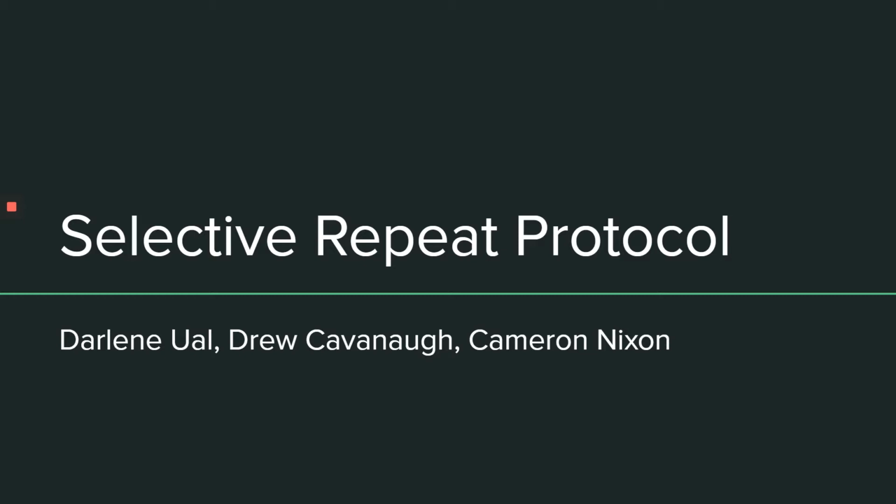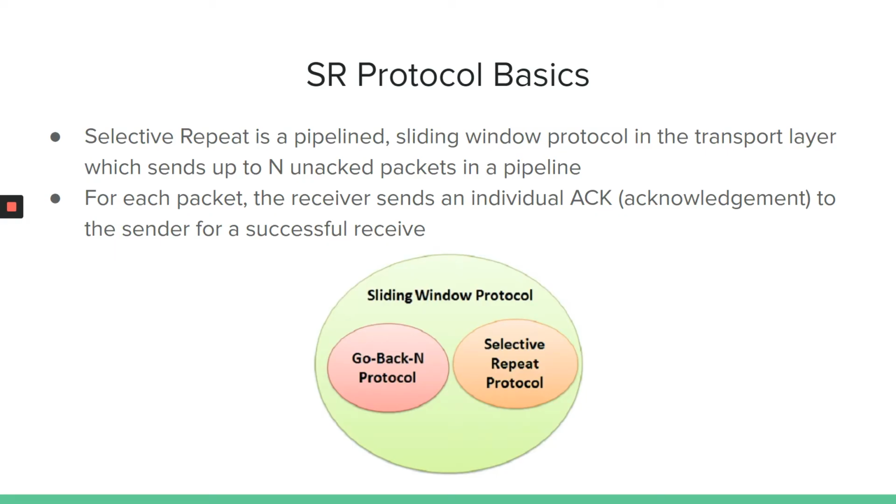First, let's understand the properties and mechanics of Selective Repeat, or in other words, SR. Here are some basics to help us grasp what SR does. Selective Repeat is a pipeline sliding window protocol in the transport layer which sends up to n UNACKed packets in a pipeline. For each packet, the receiver sends an individual ACK, or acknowledgement, to the sender to indicate a successful receive. Another protocol also considered a sliding window pipeline protocol is Go-Back-N, which we will talk about in later slides.